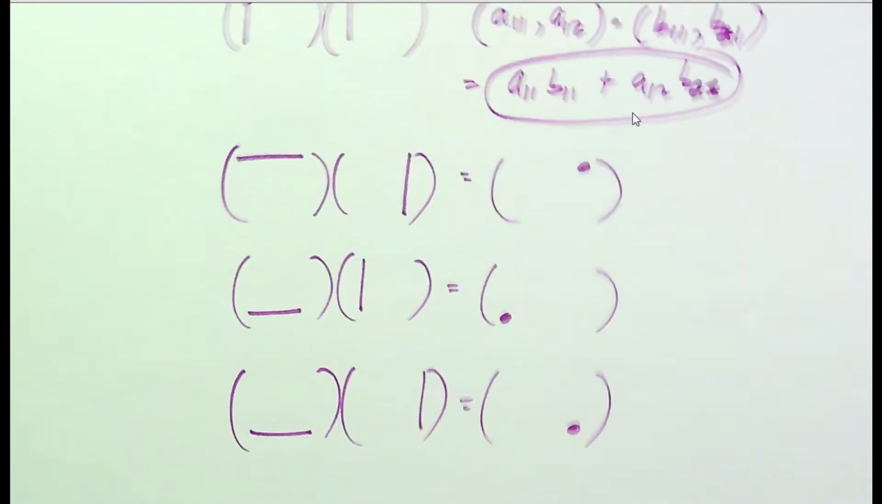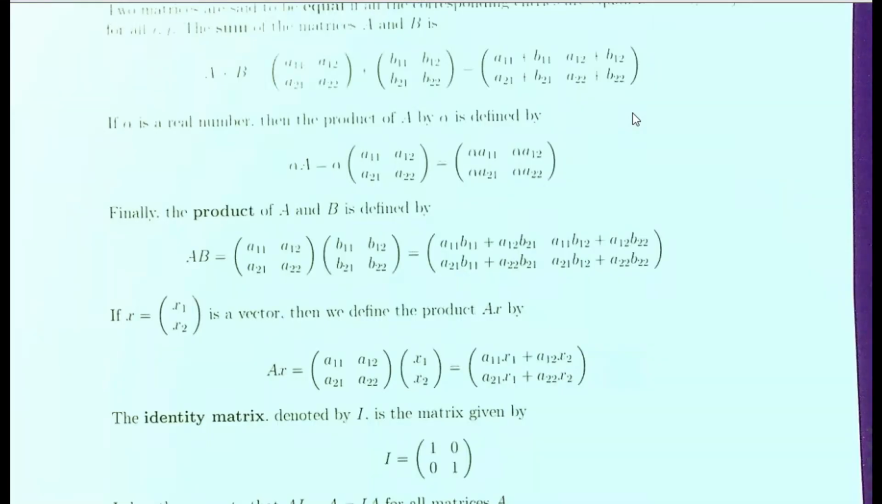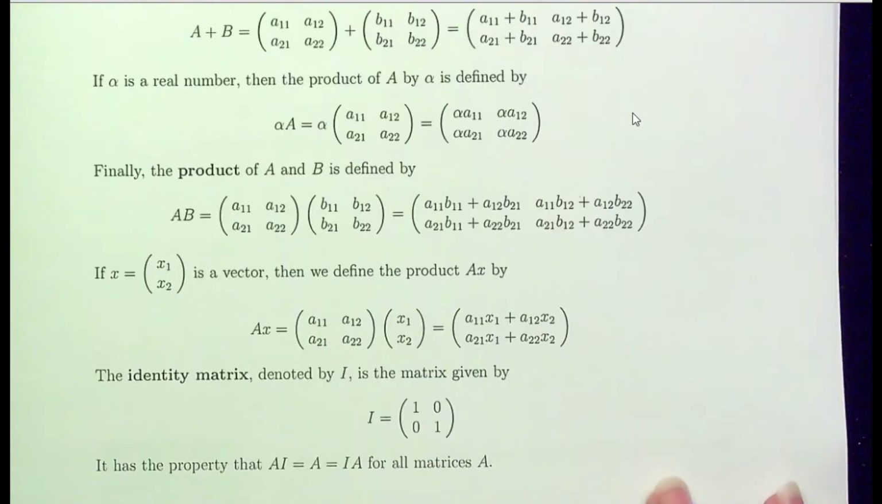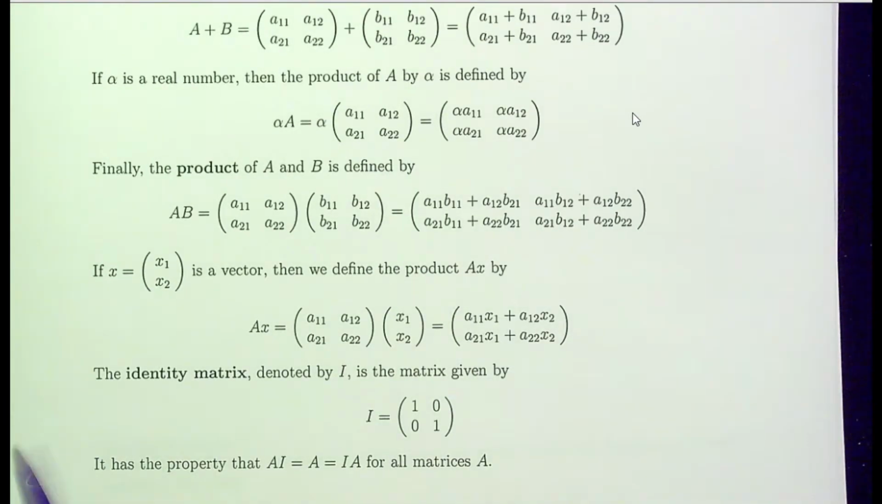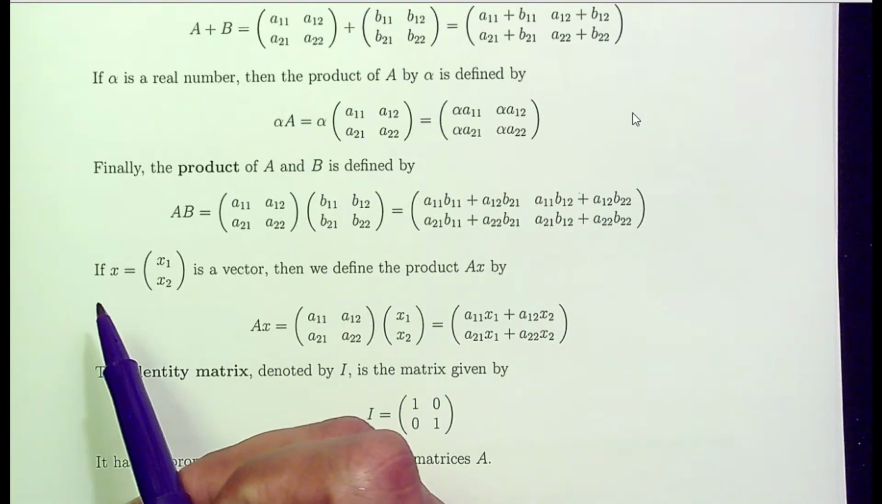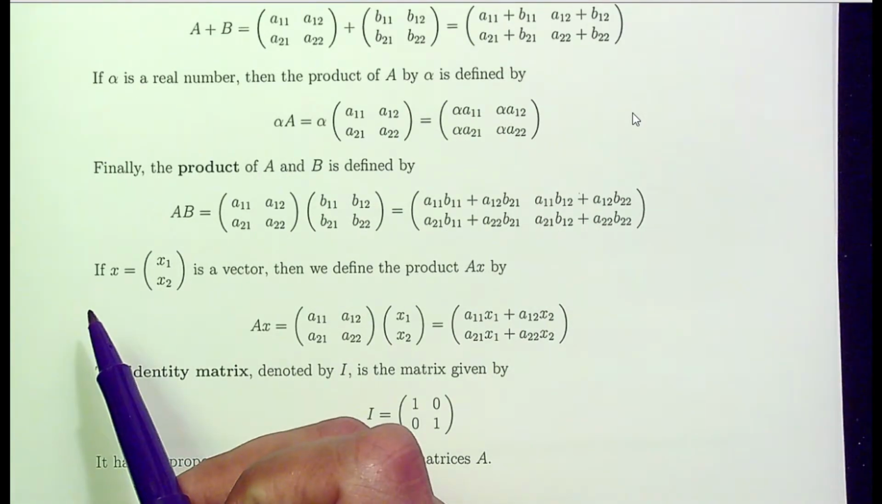Okay, and that's how you multiply 2 by 2 matrices. So we're gonna do some examples like that where we do all these operations in a minute. But another thing you could do with matrices is multiply them by a vector.